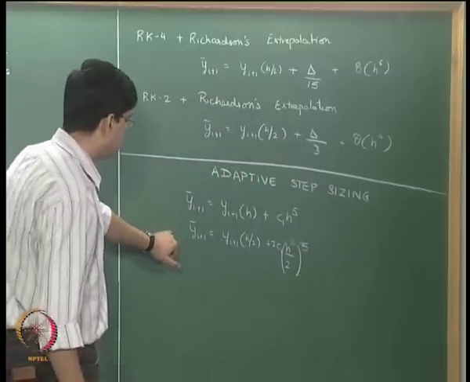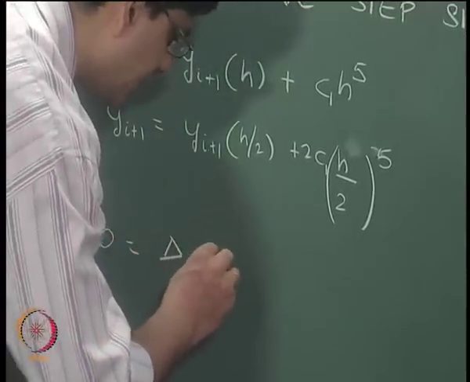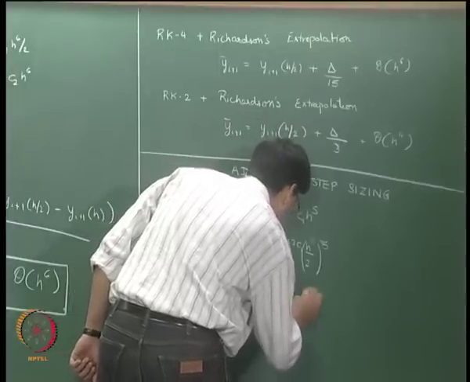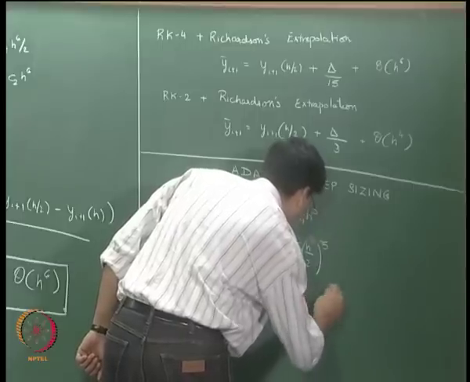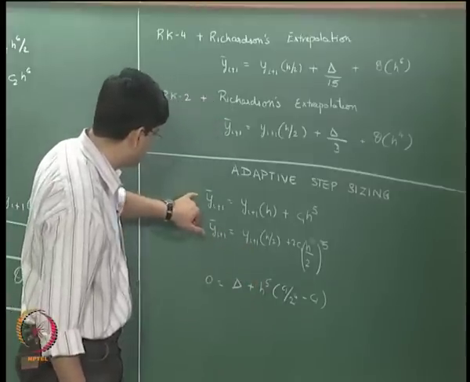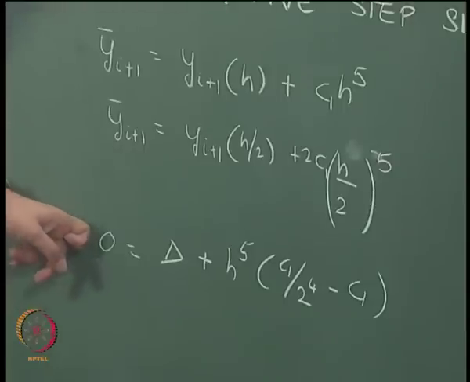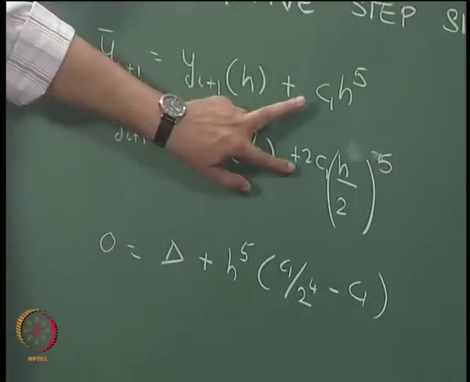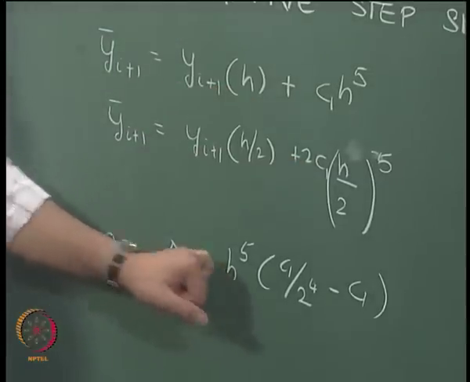So when we take the difference between these two, we will get 0 is equal to delta plus h to the power 5 times (c1 by 2 to the power 4 minus c1). What we have done is subtract this equation from this equation. These two are the true values and therefore the difference is going to be 0. The difference between these two computed values is delta, and the difference between these two terms is some constant multiplied by h to the power 5.